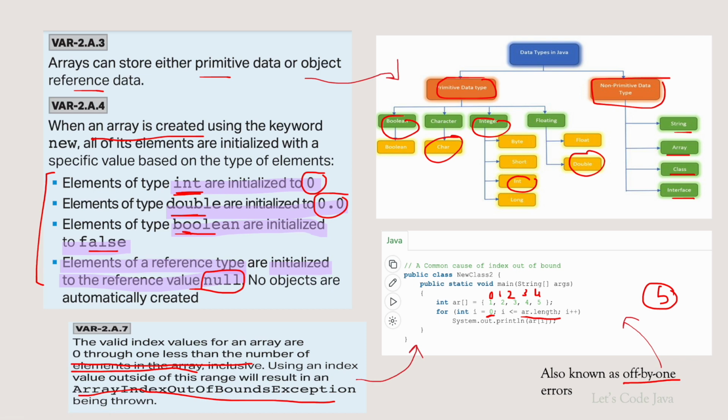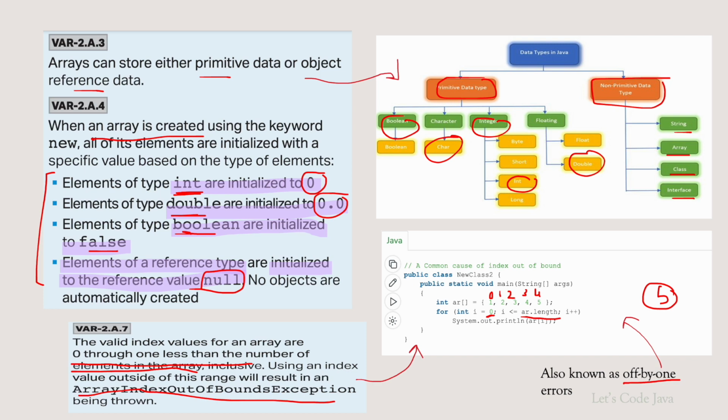Now, when an array is created with the keyword new, all of its elements are initialized with a specific value. So if it's of type int, all the values are initialized to 0. If it's of type double, the elements are initialized to 0.0. If it's boolean, it's going to be false.